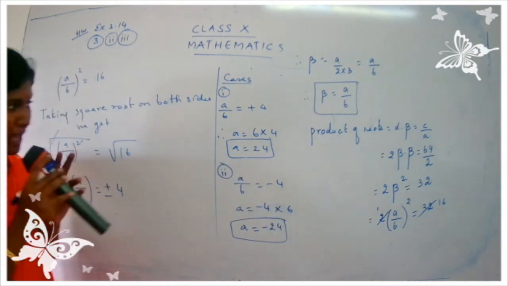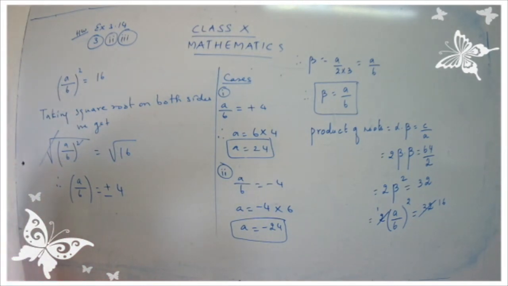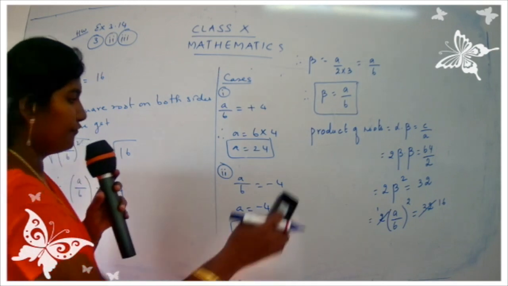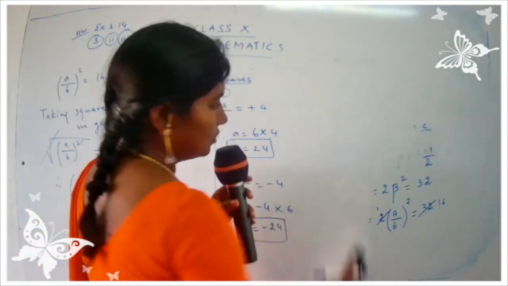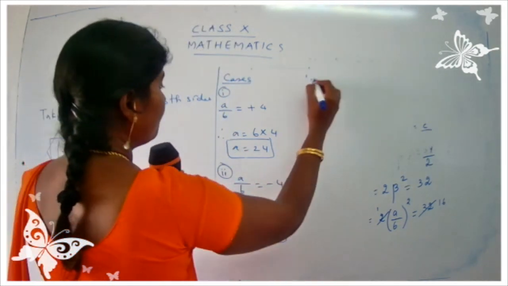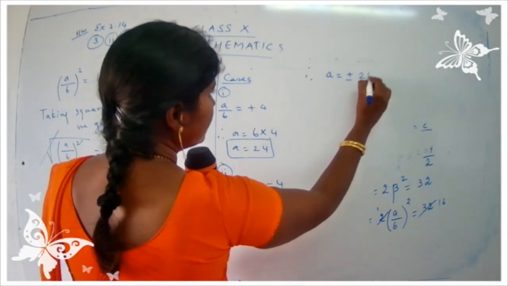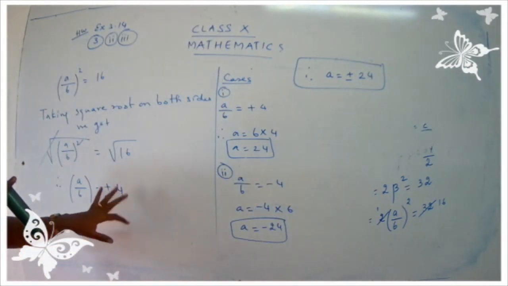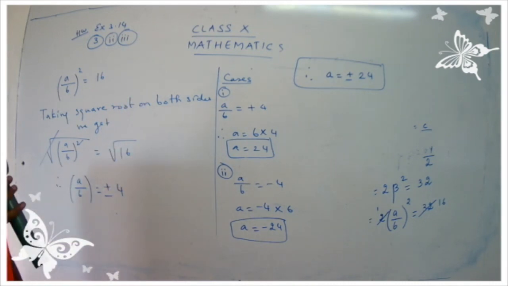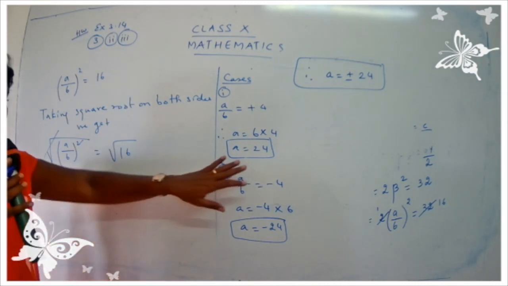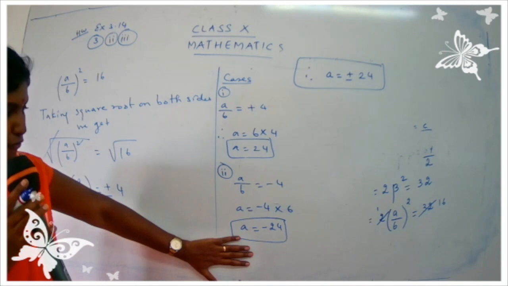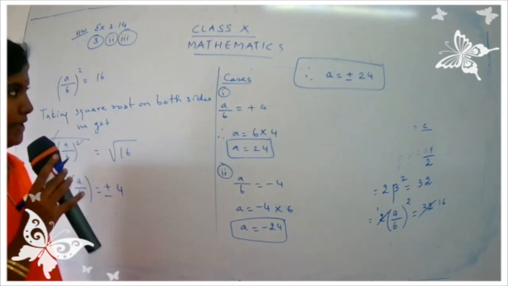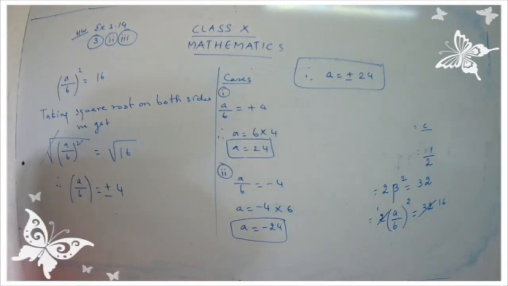So we have got two values for A. What are the two values for A? It's plus minus 24. So let us write the final statement, children. Therefore, A is equal to plus minus 24. So this is the required answer. We have found the value for A. I got the value for A as plus 24 and minus 24, so I have just written it together. Clear?